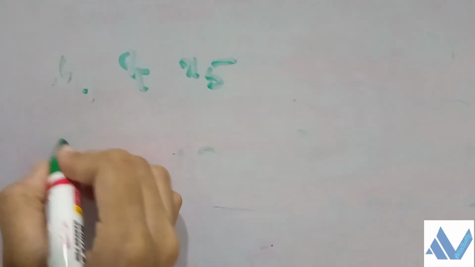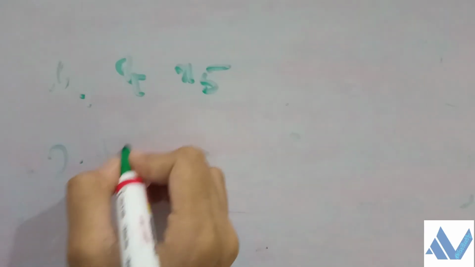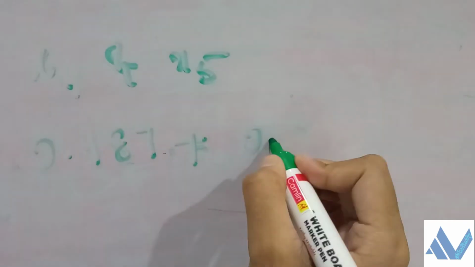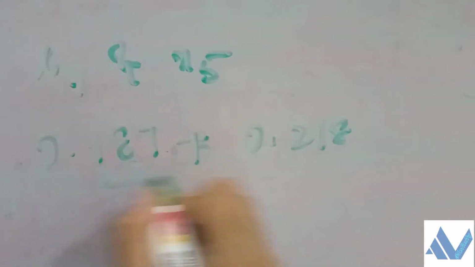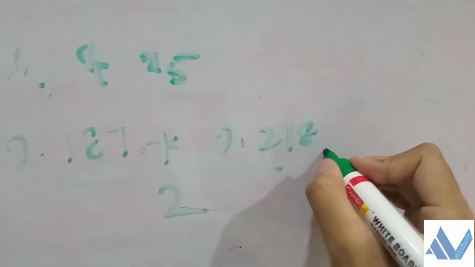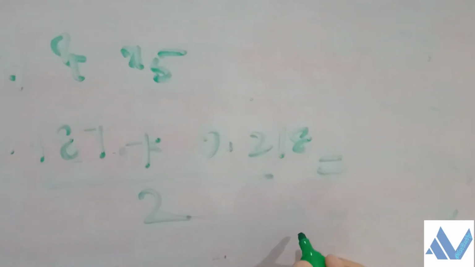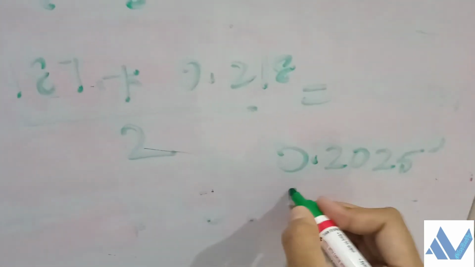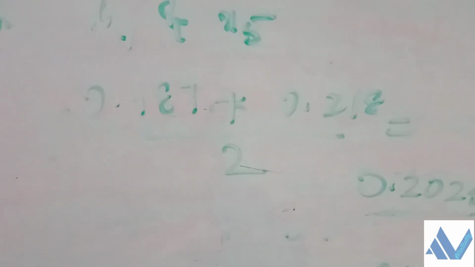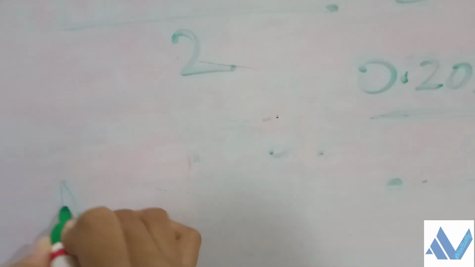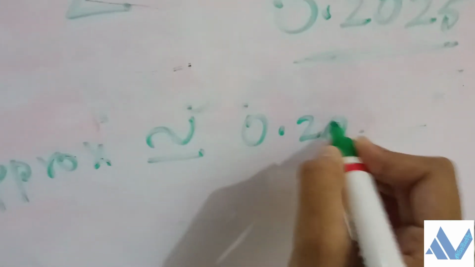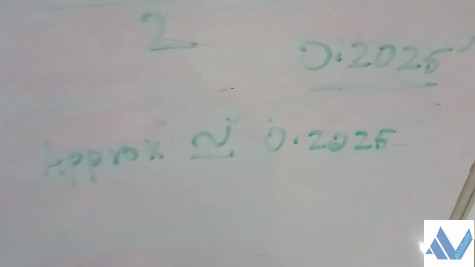So we take the values x4 and x5. The value is 0.187 plus 0.218 divided by 2. So the value we get is 0.2025. So the approximate value is 0.2025.